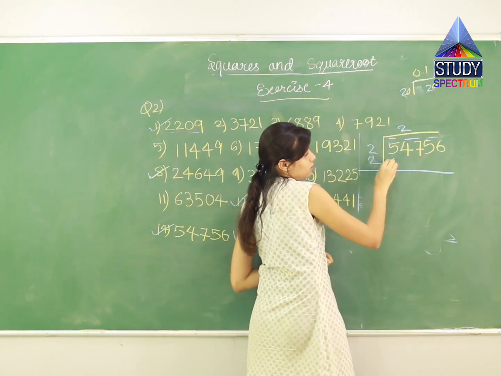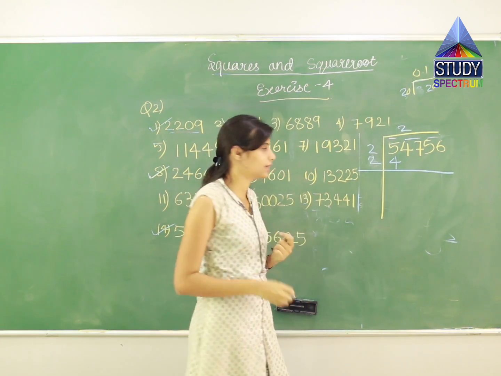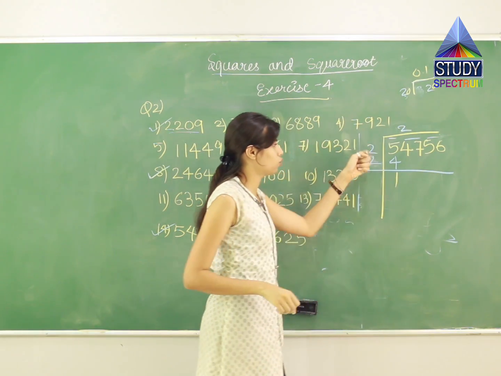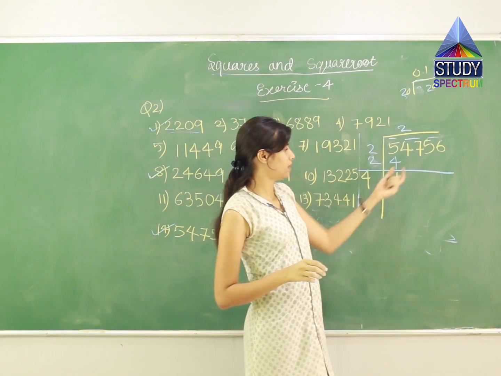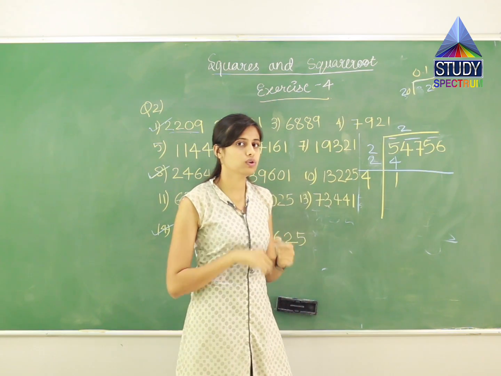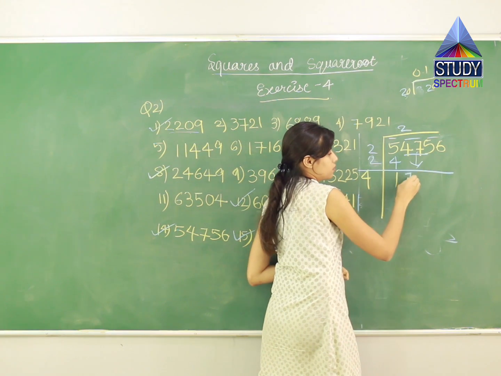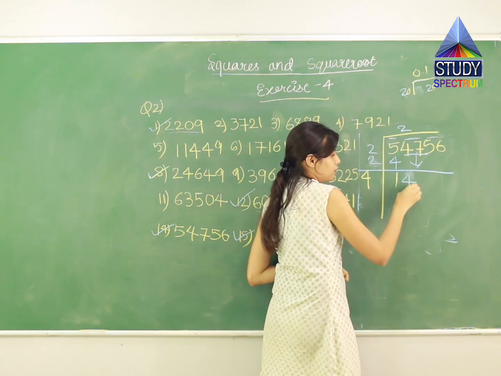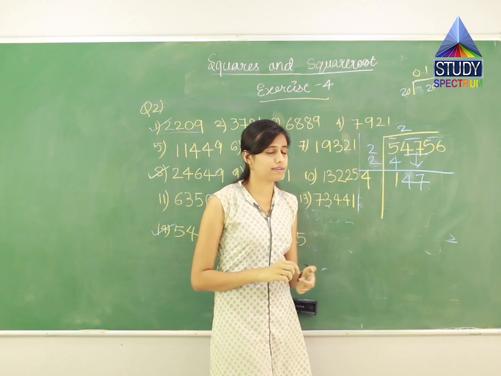2 2s are 4. So 5 minus 4 comes to what? 1. We will write 1 over here, and 2 plus 2, 4 over here. Now 1 is smaller than 4, so what will we do? We will bring the next group down. So this 47 is to be brought down. 147. Now we have 4 over here and 147 over here.